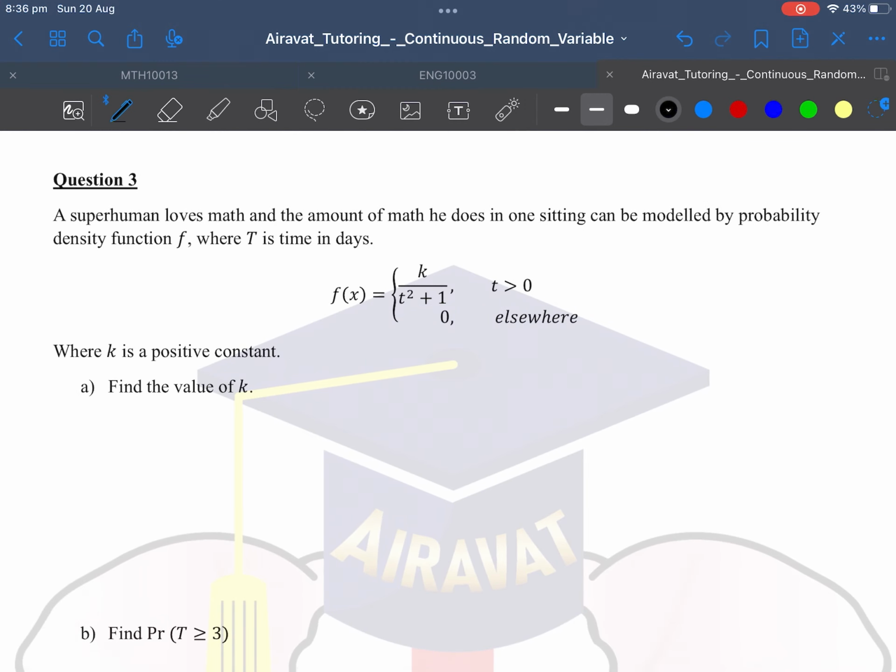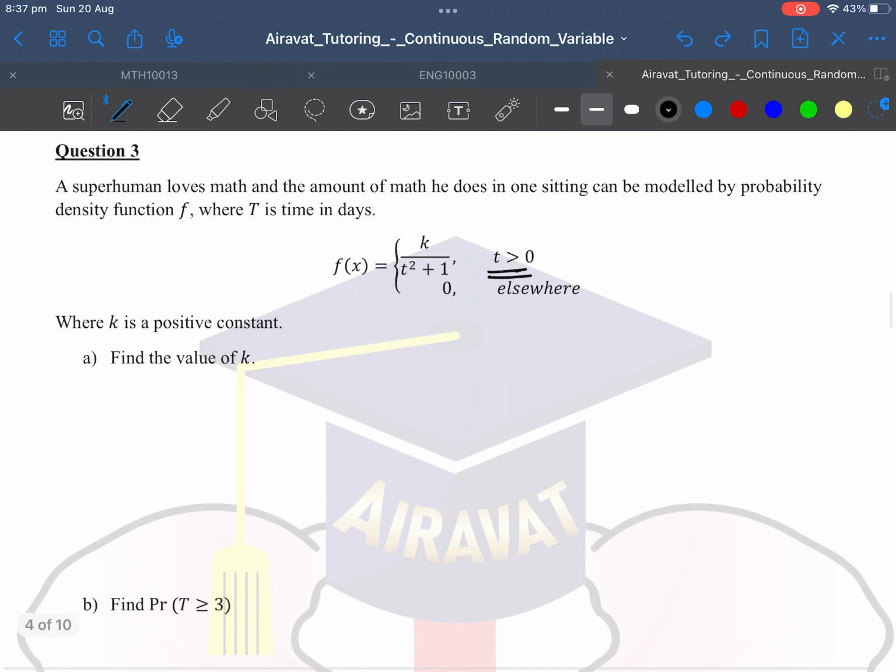A superhuman loves math, and the amount of math he does in one sitting can be modeled by a probability density function where t is time in days. Oh god, he's going to do maths for days. Where k is a positive constant. Find the value of k. Now, this is an integral involving infinity, and in methods you cannot really integrate this function, so you have to do it by CAS, and I'll show you how to do it.